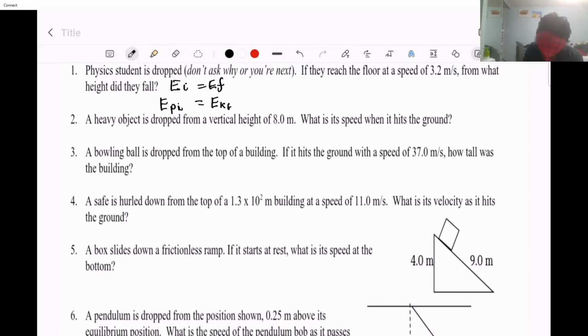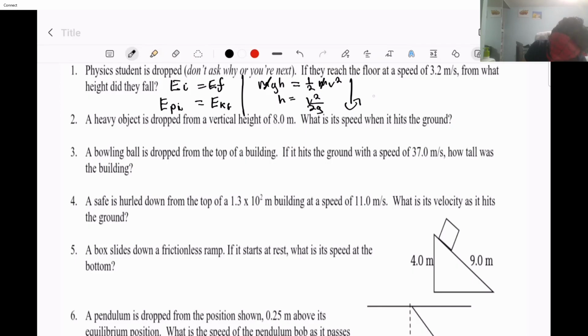So for gravitational potential energy, we know that it's the force times the height traveled. The force of gravity is mg, times the height traveled, h. And that is equal to the kinetic energy, whose formula is 1 over 2 mv squared. We can cancel out m from both sides, and then we can isolate for h. So h is equal to v squared over 2g.